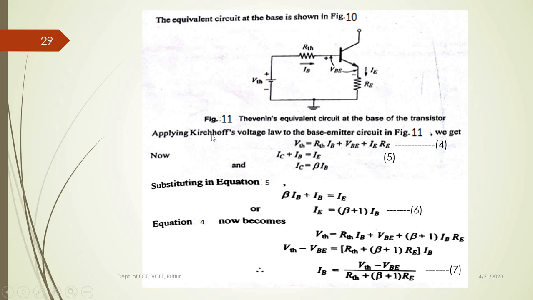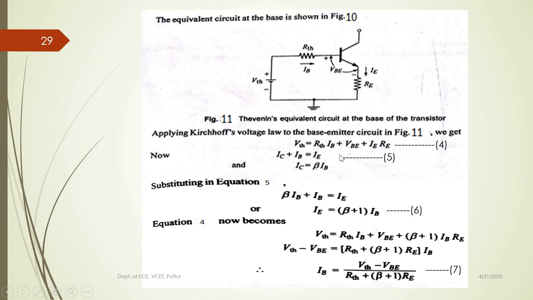VTH, that is Thevenin, apply Kirchhoff's law for the input loop, that is the base emitter loop. So it will be VTH minus IB into RB. This is nothing but RB. So VTH is VB, the bias voltage. So VB minus IB RB minus VBE minus IE RE.